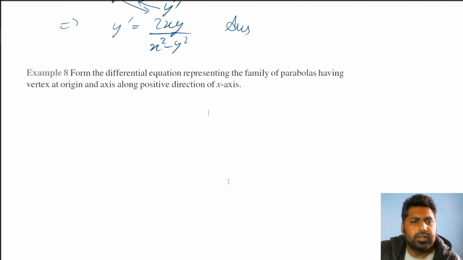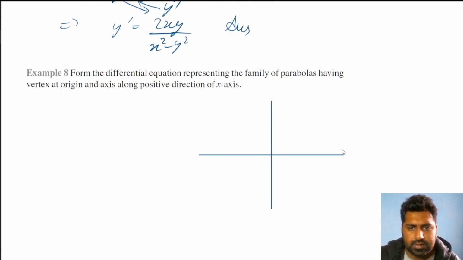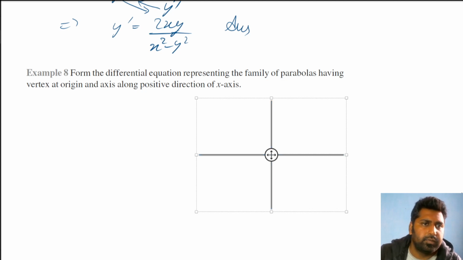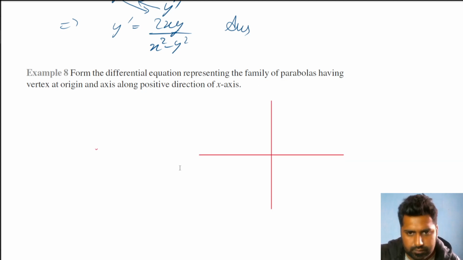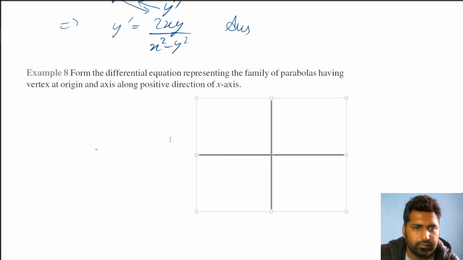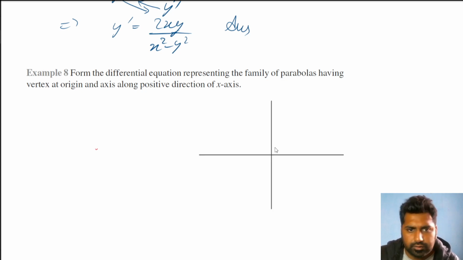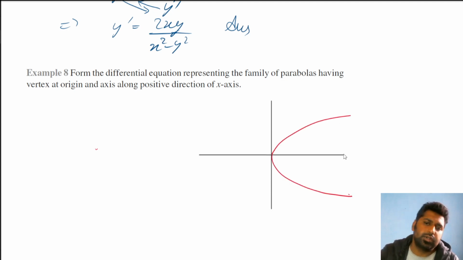The question is: form the differential equation representing a parabola having vertex at origin along the positive x-axis. So x-axis, y-axis, parabola along the positive x-axis like this. Now the point is, you should know the equation of this parabola. There are two forms, y square equal to 4ax and x square equal to 4ay. Which one is this? This is y square equal to 4ax.